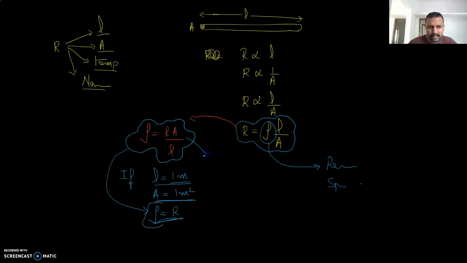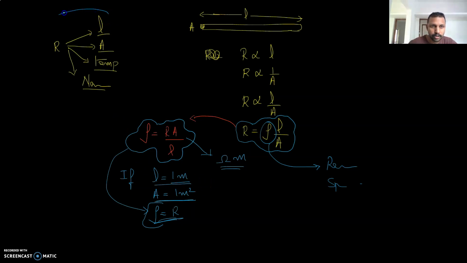What is the SI unit of resistivity? As we know, the SI unit of resistance is ohm. The SI unit of area of cross section is meter square. The SI unit of length is meter. Therefore, ohm times meter square divided by meter, that means ohm meter. It is the SI unit of resistivity. Resistivity is also a scalar quantity. Therefore, now we know resistance: its SI unit is ohm, and it is a scalar quantity.